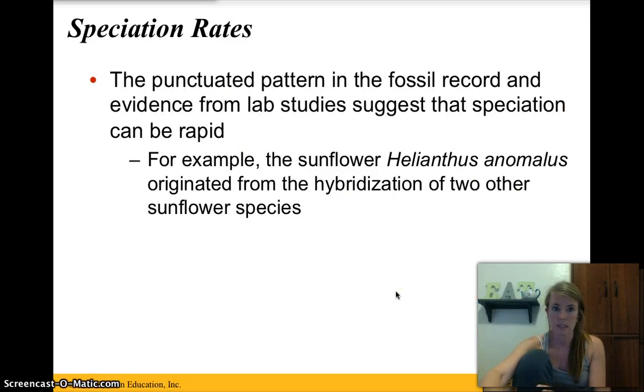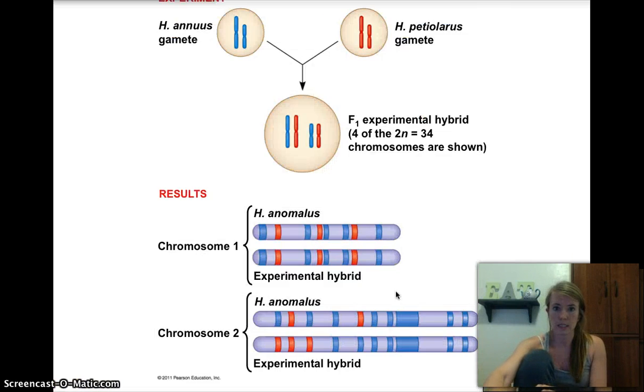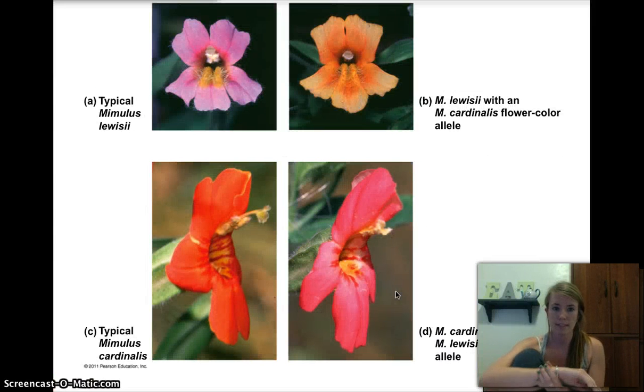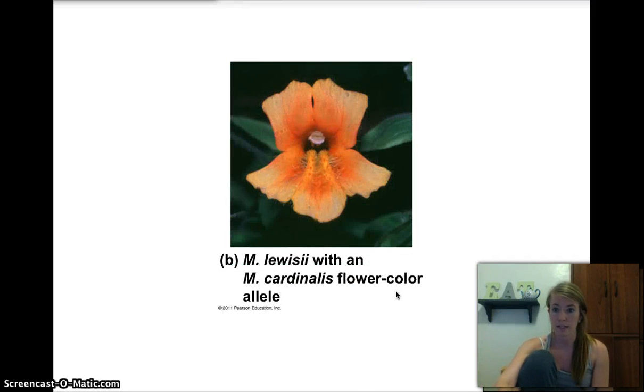And we can see that different species evolve with each other. So read about this in your textbook. And that's all for chapter 24.